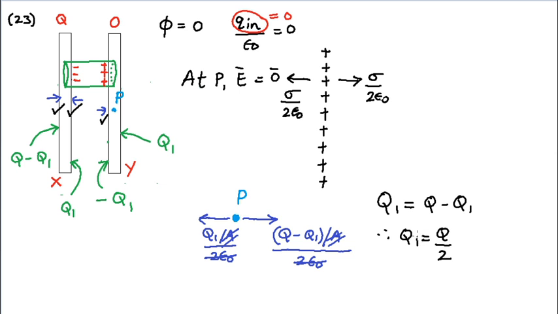And when I substitute Q1 equals Q by 2 in the four charges Q minus Q1 and Q1 and minus Q1 and Q1, then the final charge distribution I get is a charge of Q by 2 over here, and a charge of Q by 2 over here, and minus Q by 2 over here, and here I get a charge of plus Q by 2. That's the final charge distribution.